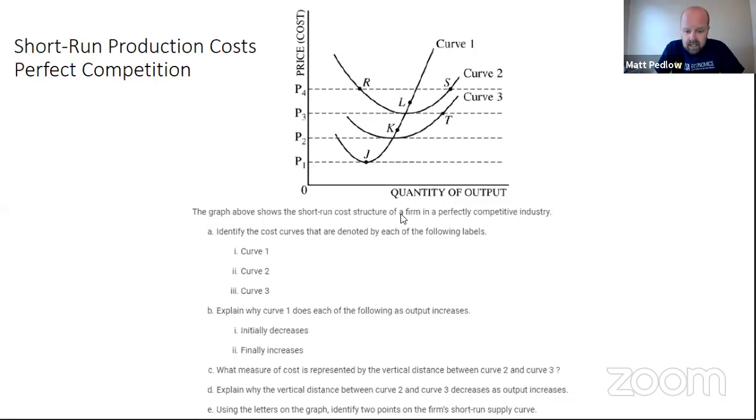And then E, using the letters, identify 2 points. So remember, we don't have a demand curve right now. They didn't give us a price on here, or we have a bunch of theoretical demand curves, but they didn't tell us what the price is. So we know our supply curve is your marginal cost curve. In the short run, it's your marginal cost curve above average variable cost.